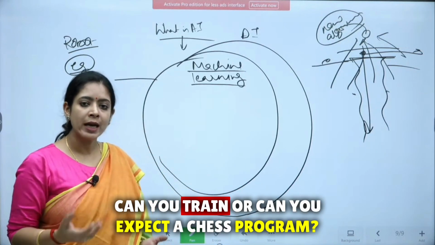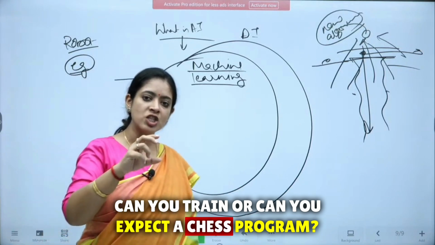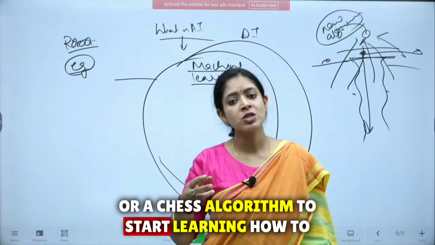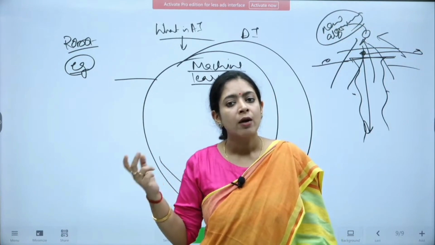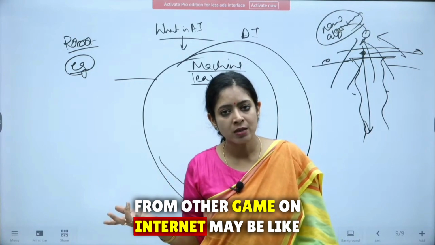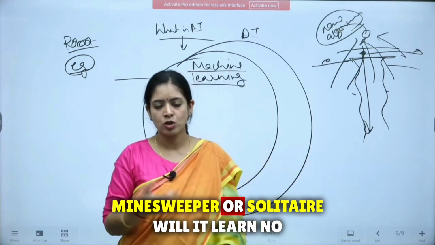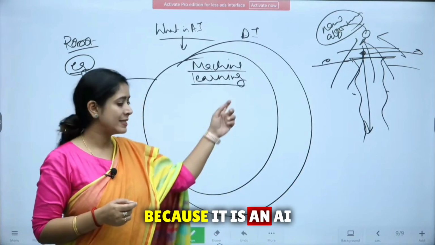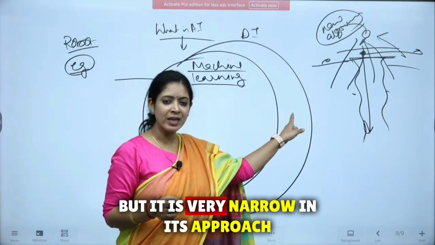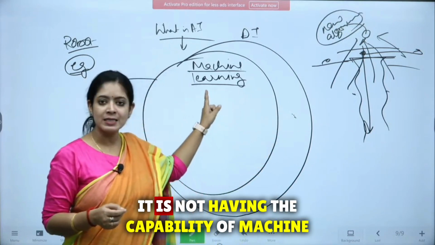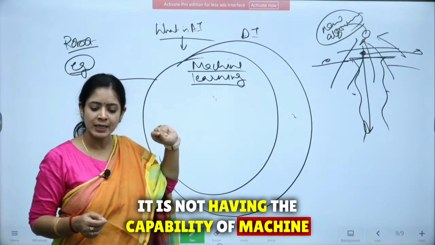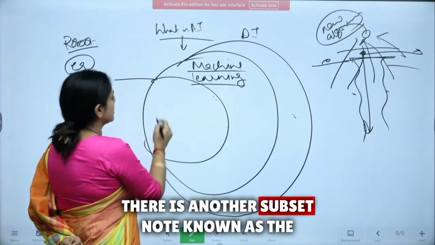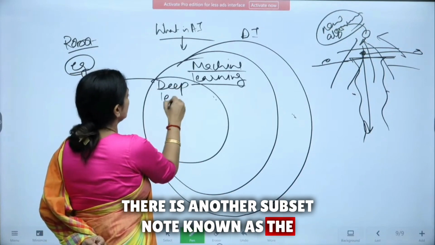Can you train or can you expect a chess program or a chess algorithm to start learning how to play some other game on the internet, maybe like Minesweeper or Solitaire? Will it learn? No, because it is an AI, but it is very narrow in its approach. It does not have the capability of machine learning. Okay? In machine learning, there is another subset known as deep learning.